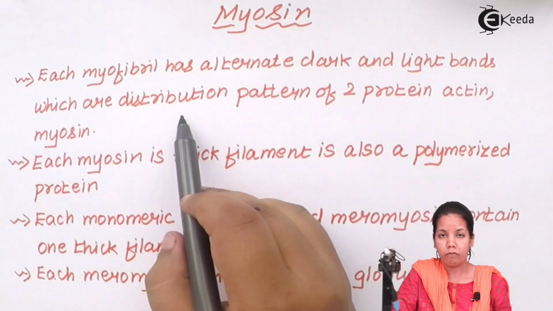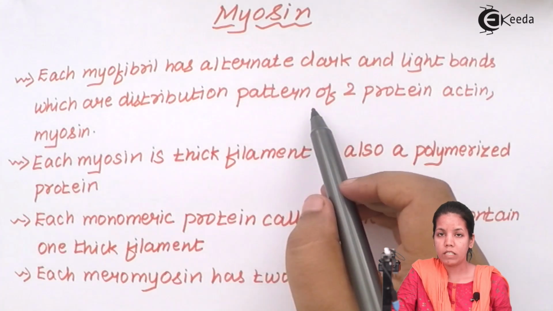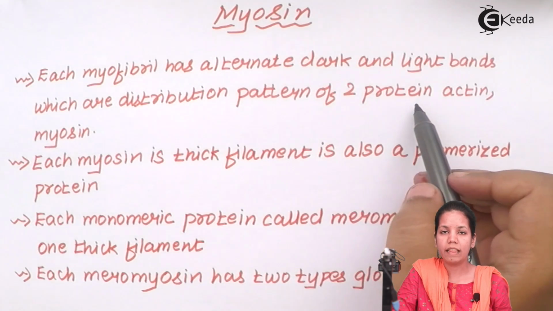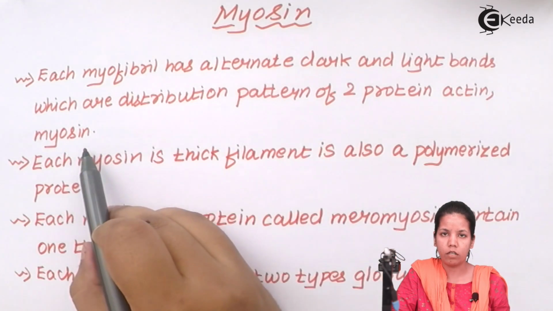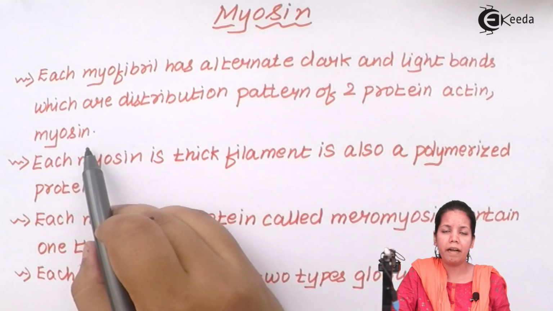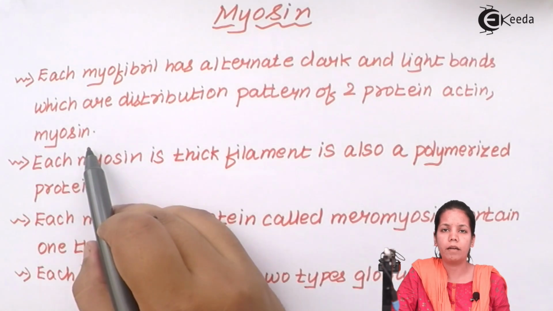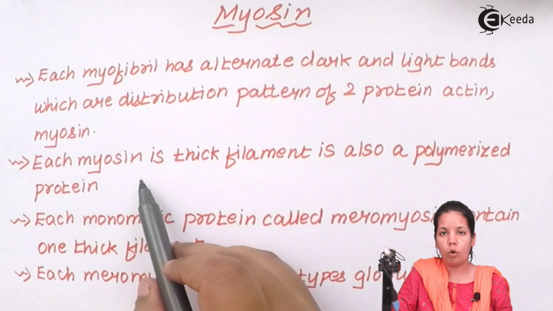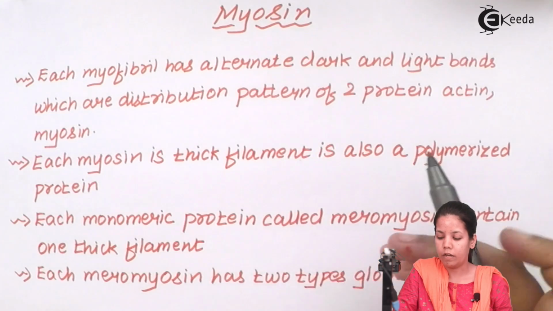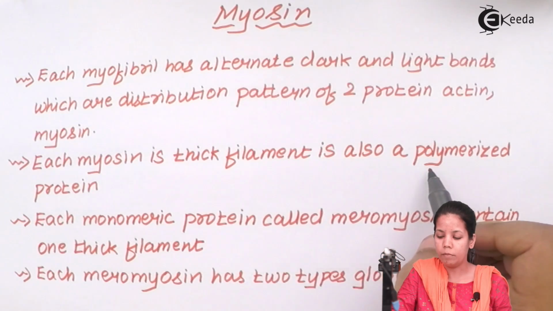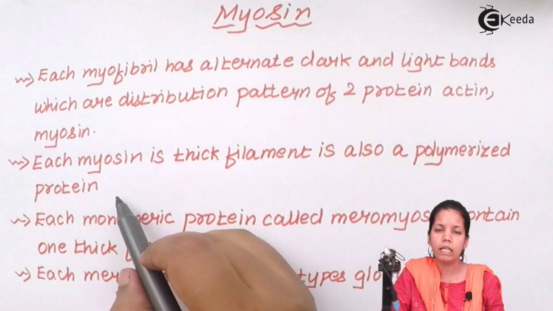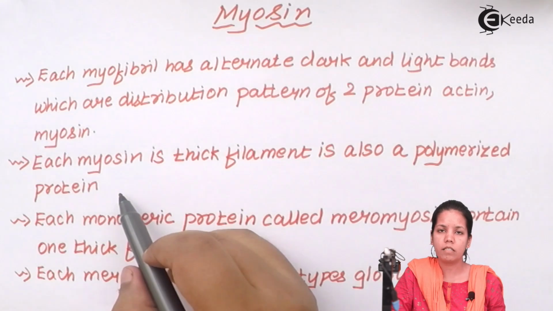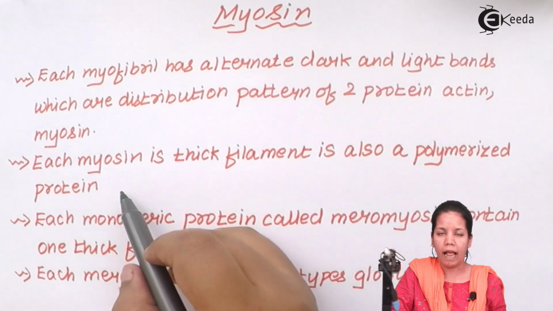This distribution of light and dark bands is always constituted by two kinds of protein, and these two proteins are actin and myosin. So we will always observe a light band and a dark band, or you can simply say a layer of actin or myosin. Now myosin is always the thick filament that is observed, and it is a polymerized protein. When I say polymerized protein, it is constituted of different molecules, and the contraction of myosin and actin is always in a certain order.